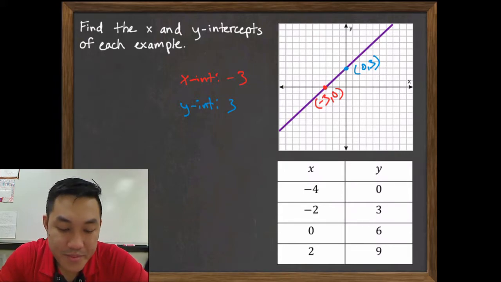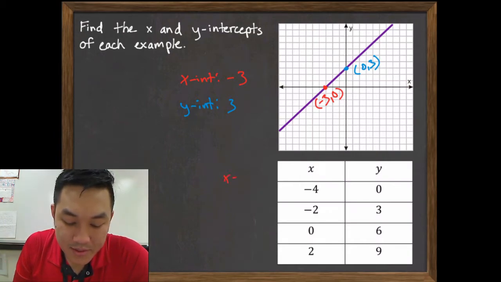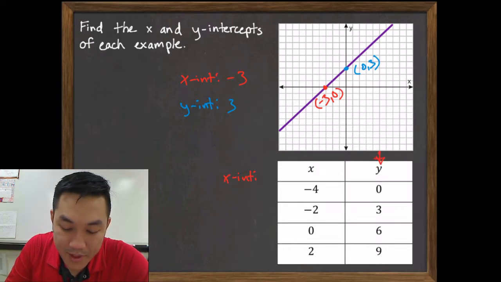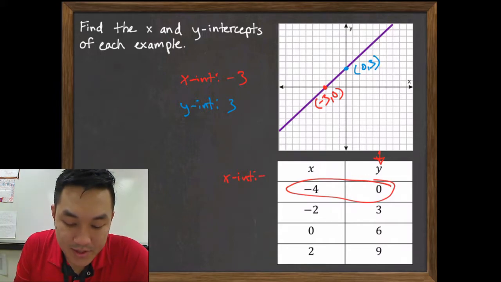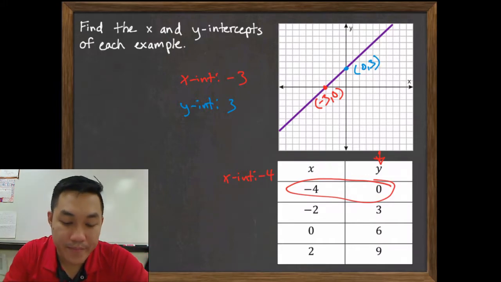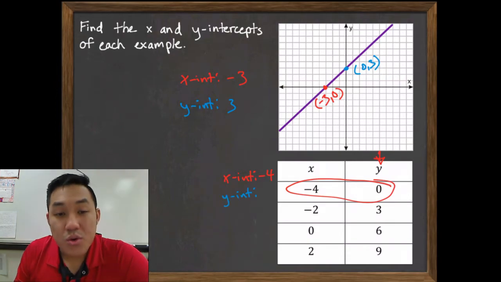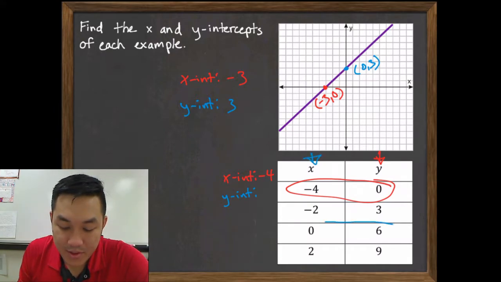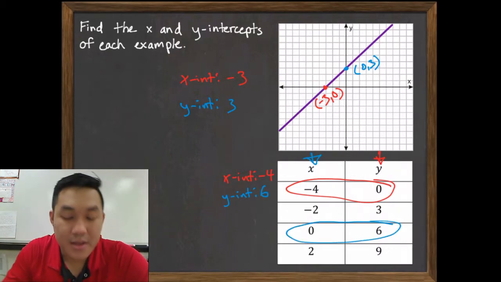What about tables? Applying that same rule, if you're looking for the x-intercepts, when is y 0? The y is in the second value, so I'm looking here, and I see that 0 is there. That means your x-intercept is -4. Same thing with y-intercepts. Where is x 0? I have to find when x is 0. It's right here at 6, so the y-intercept is 6.